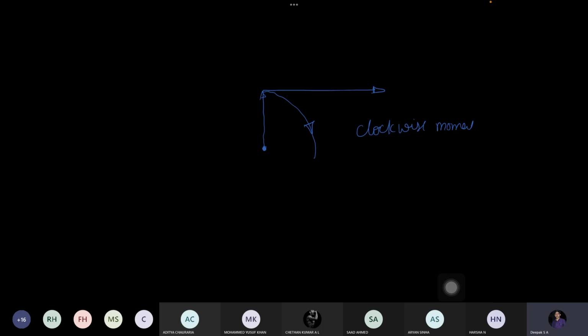Similarly, if the force is something like this, and the force is acting like this, and the point O is here, whether this will make a clockwise or anti-clockwise moment?